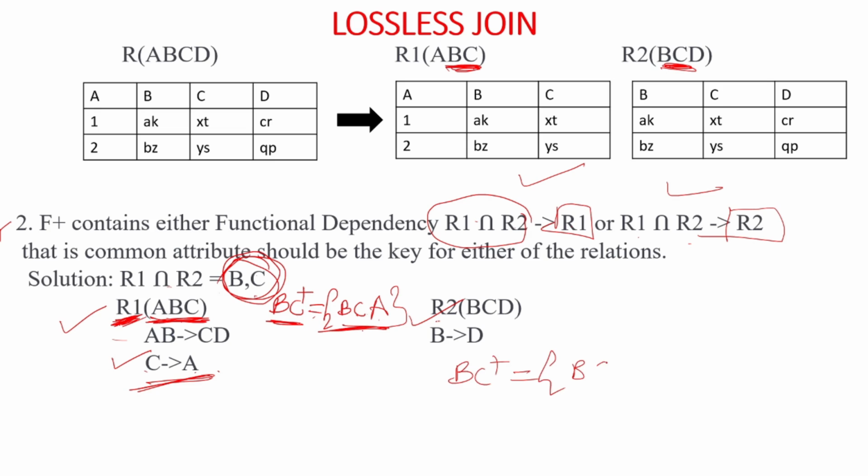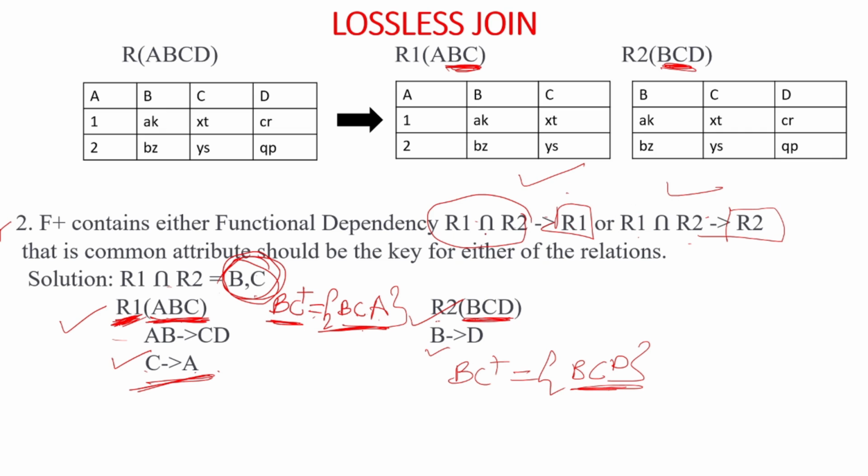BC will come, and B is determining D now. C is not determining anybody over here, but B is determining D. So all of B, C, D, all the attributes which are there in R2, are coming in the BC closure. So in this also you can say that BC is a key in R2 also. So either you take this or you take this, both conditions are satisfied.